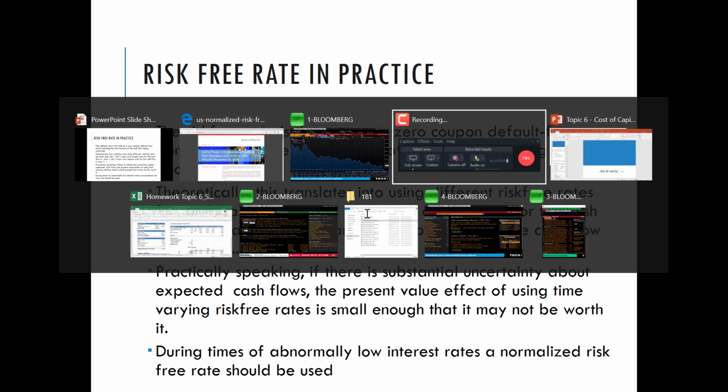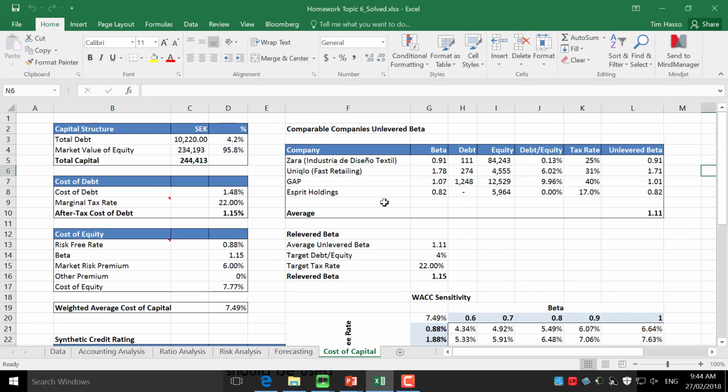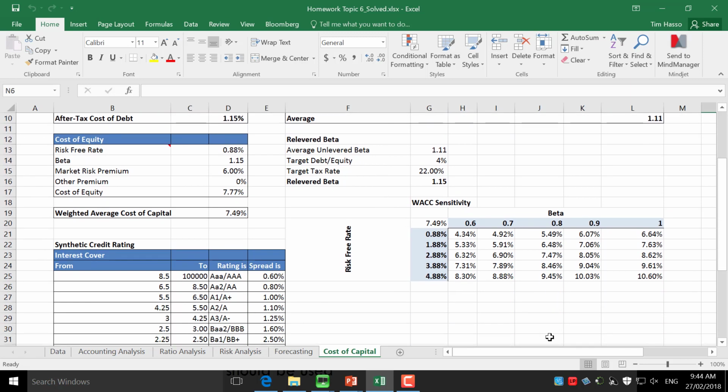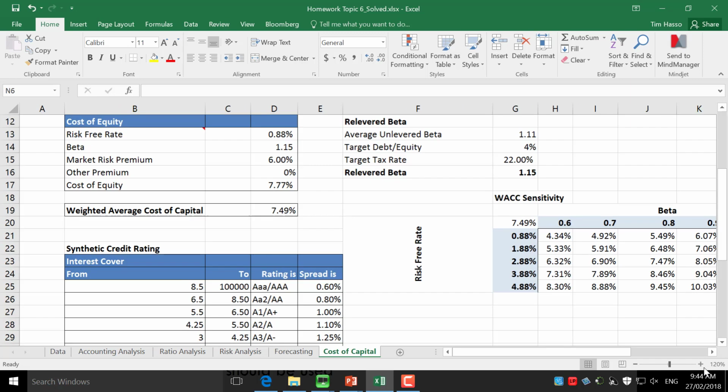result. So in the homework, for example, and this is what the homework looks like for this week. Don't worry that you haven't done it.